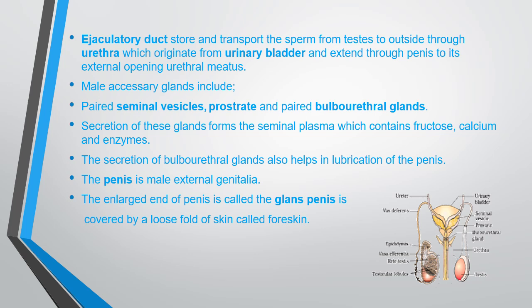Male accessory glands include a paired seminal vesicle, then prostate and paired bulbourethral glands. The secretion of these glands forms the seminal plasma, which contains fructose, calcium, and enzyme. The secretion of bulbourethral glands also helps in lubrication of the penis. The penis is male external genitalia. The enlarged end of penis is called glans penis. It is covered by a loose fold of skin, which is called foreskin.